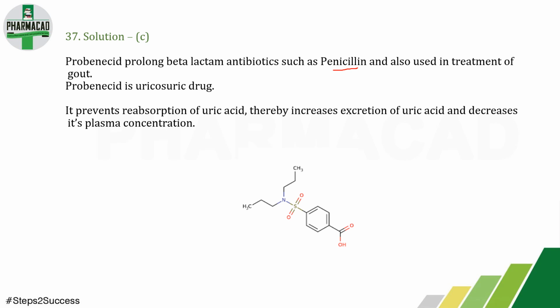If it prevents the reabsorption, it will increase its excretion. By preventing the reabsorption from the collecting tubules of the kidney, it increases its excretion and it decreases its plasma concentration. So the correct combination here is P and Q. So P statement says that it prolongs the beta-lactam antibiotic action. Then to alleviate gout. So it is used in the treatment of gout.